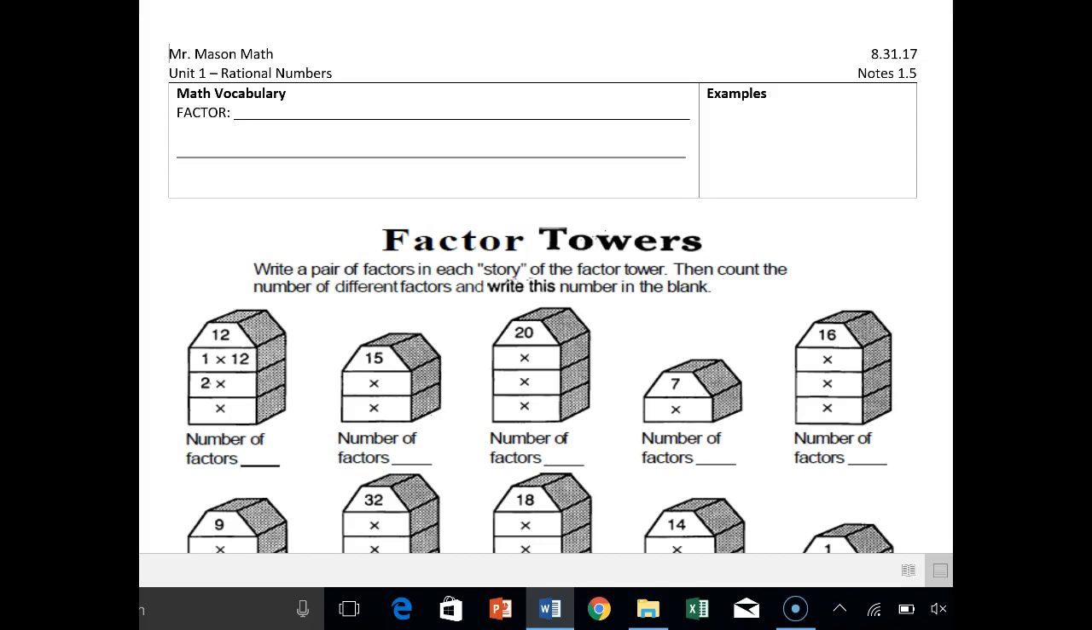So first of all, math vocabulary. A factor. Factors are numbers that we can multiply together to get another number.